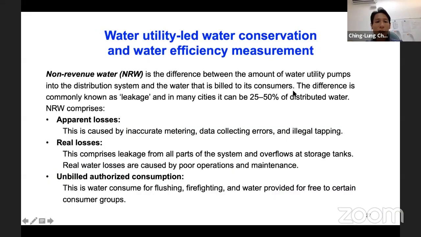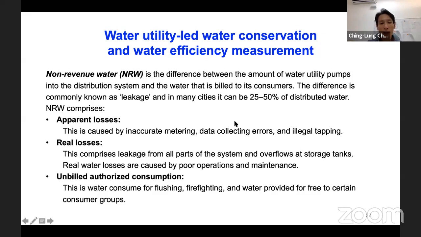And then this is the water utility lead, water conservation and water efficiency measurement. This is the non-revenue water. It is the difference between the amount of water the utility pumped into the distribution system and the water that is billed to its consumers. The difference is commonly known as leakage, and in many cities it can reach about 20 to 50% of distributed water.